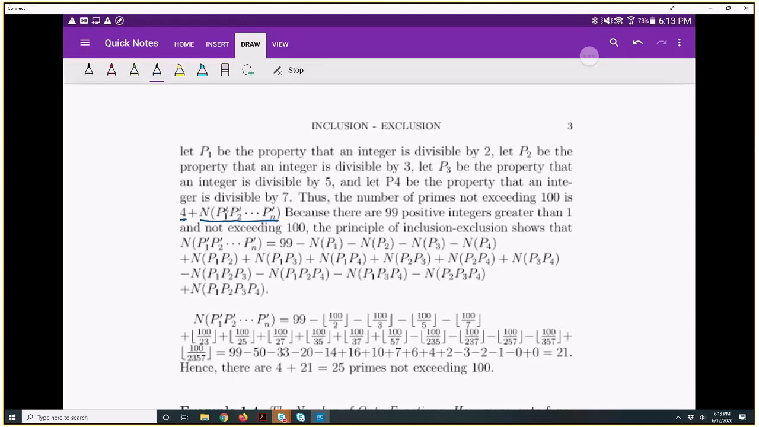Remember, the prime notation means not possessing property P1, not possessing property P2, and so on. Why did we have to add back in 4? Well, because when we subtract out the multiples of 2, the multiples of 3, the multiples of 5, and the multiples of 7, we take with them 2, 3, 5, and 7. So we had to put those back in.